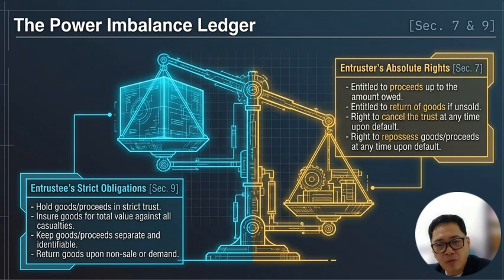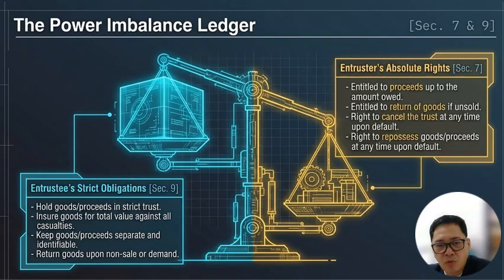So, the application of the sale proceeds. If a default sale occurs, the money is strictly applied in this order. A. Paying the expenses of the sale itself. B. Covering the cost of retaking, keeping, and storing the items. And C. Satisfying the entrustee's actual debt.